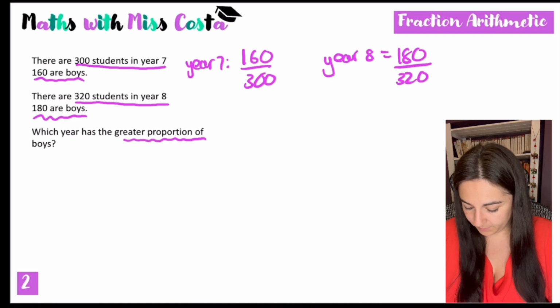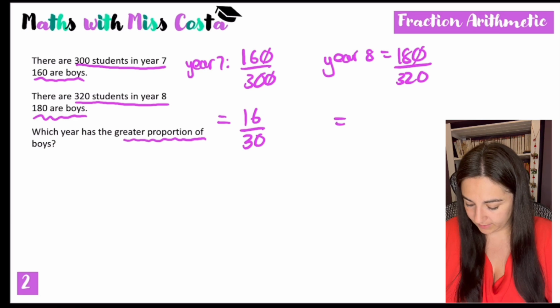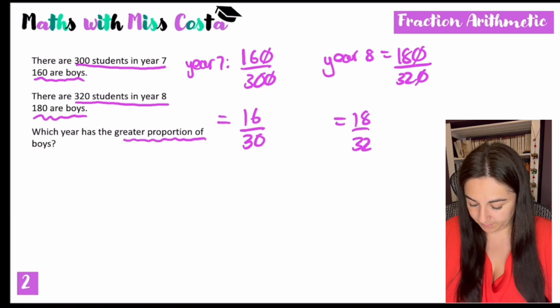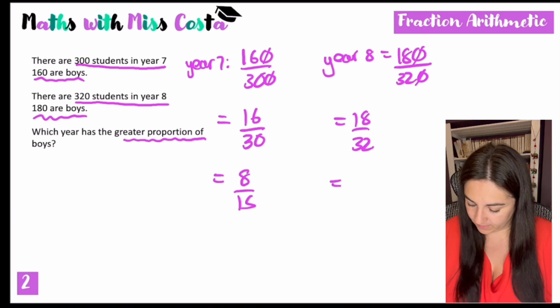So let's start by simplifying these fractions. Well, let's just divide by 10: 16 over 30, and these ones would be 18 over 32. Let's simplify it further. Let's halve it, so that would be 8 over 15, and over here that would be 9 over 16.